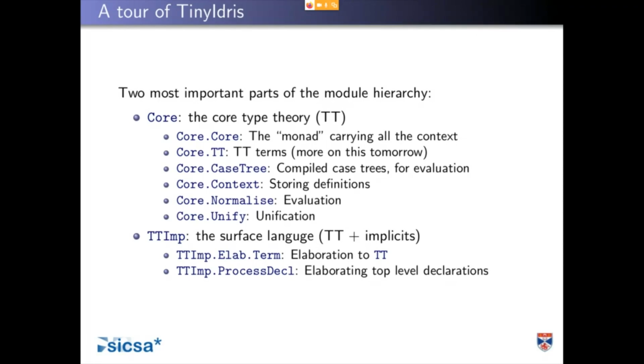So as we elaborate a definition, there will be constraints that need solving. As we get further down the definition, those constraints will get solved. So the unification state carries those. So that's all managed by Core. Core.TT, I'll put more on this today. So TT and CaseTree we're going to look at today. Context is the global definitions, so that's pattern matching definitions, data constructors, type constructors, and then Normalise, that's evaluate.